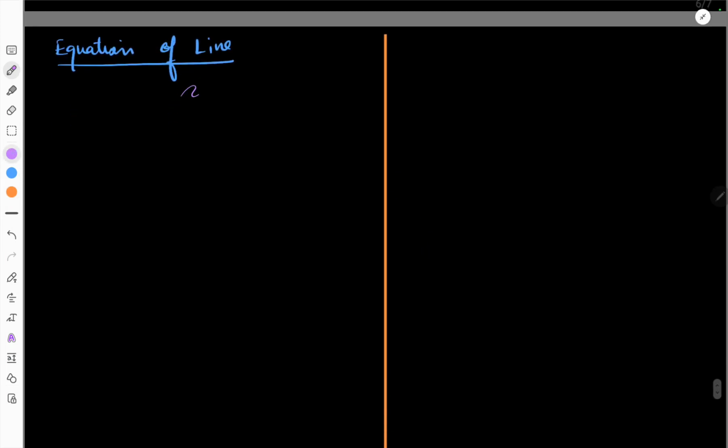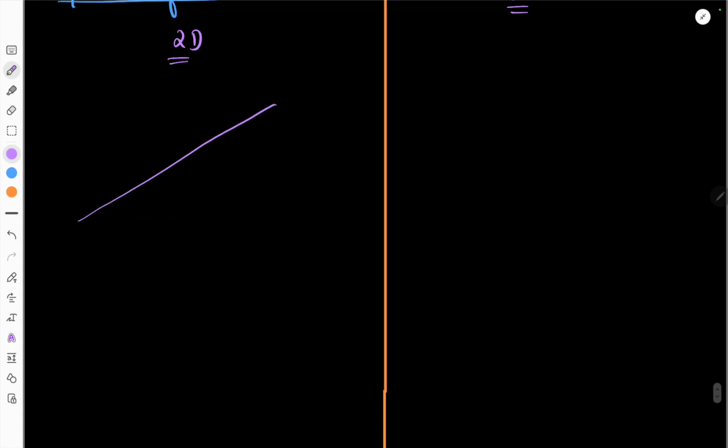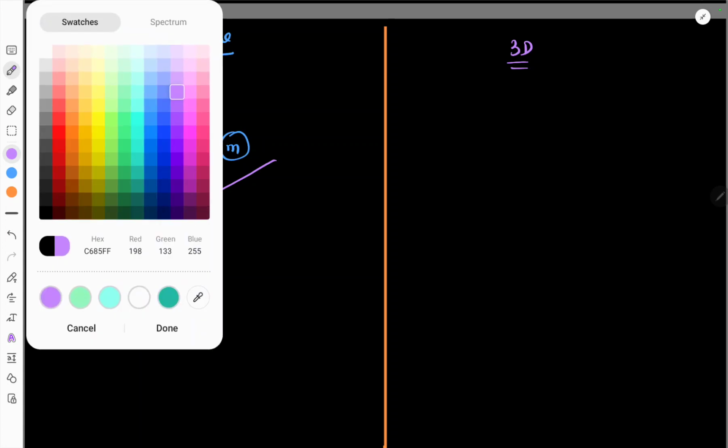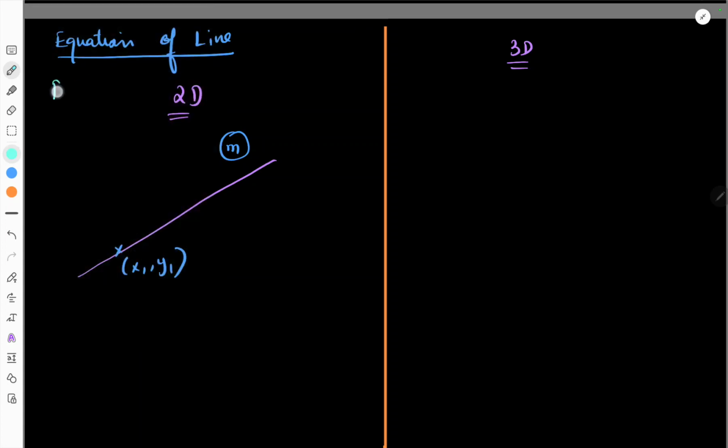Here I will write for 2D and here I will write for 3D. So now if we have one line and one point on this line x1 comma y1 and slope is given, so this we call point slope form. So this is from 11th standard, point slope form.